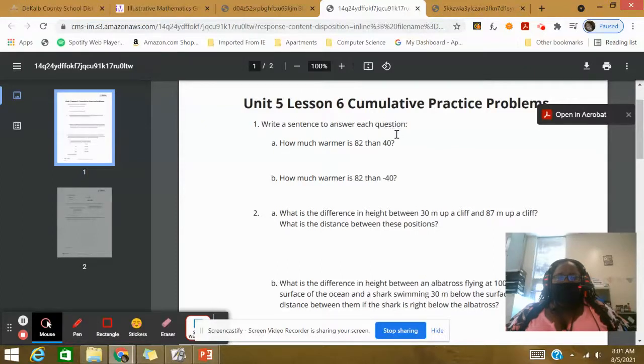Write a sentence to answer each of these questions. So you'll write the answer in sentence form. B is asking you how much warmer is 82 than negative 40. So it's a similar question, the only difference is 40 turned to a negative value.